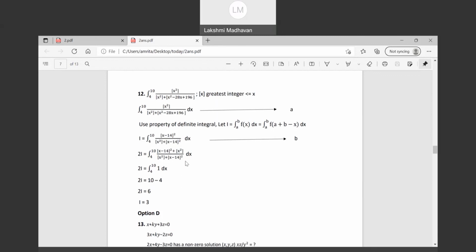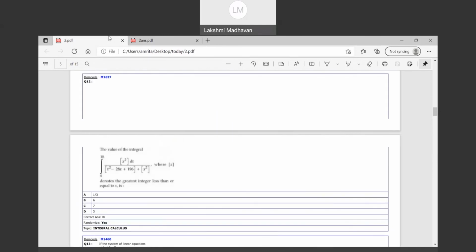So I'll have the value of 2 times I as 6, so I'll be able to find out the value of I, which is equal to 3. This is a really simple question to solve when you have an understanding of what property to be used along with this question. So the correct answer for this question is option D, which is 3.